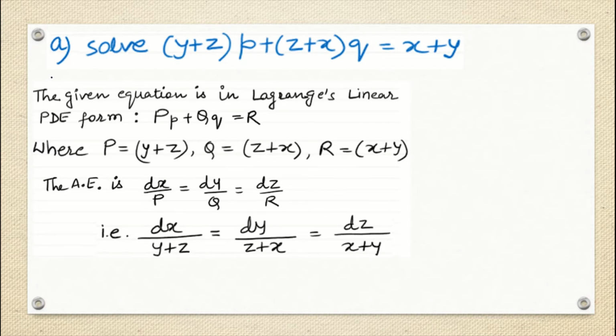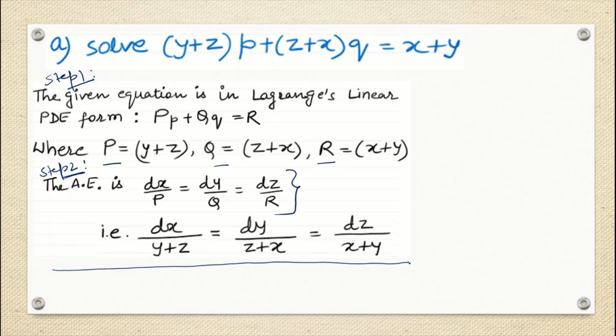Step number one, as we have seen for three classes, is to write down P, Q and R. Step number two is to write Lagrange's auxiliary equation, or Lagrange's subsidiary equation, which is nothing but the system of equations where we equate three fractions. So till here we don't have any problem; we have seen this in all classes.